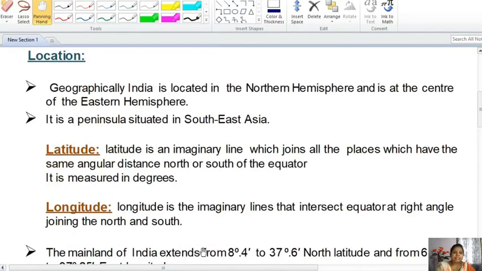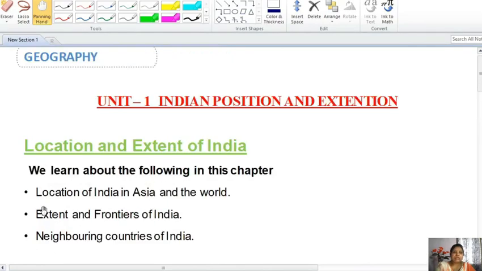In the first lesson, we have discussed the location of India, the extent and frontiers of India, and the neighboring countries of our country.